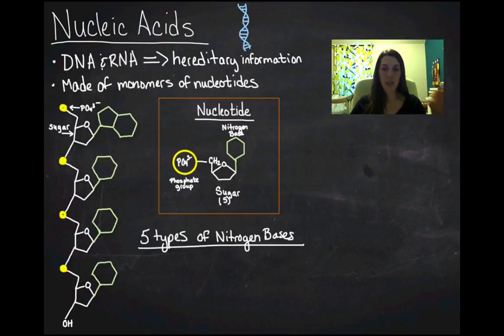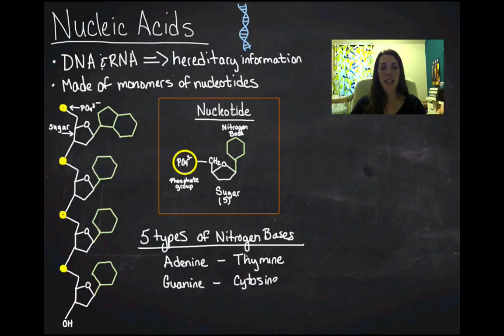So let's talk about the five types of nucleotides. There's only five nitrogen bases. There's adenine, which always pairs to thymine in DNA, and then guanine, which always pairs to cytosine in DNA. And then in RNA, I have uracil, okay?